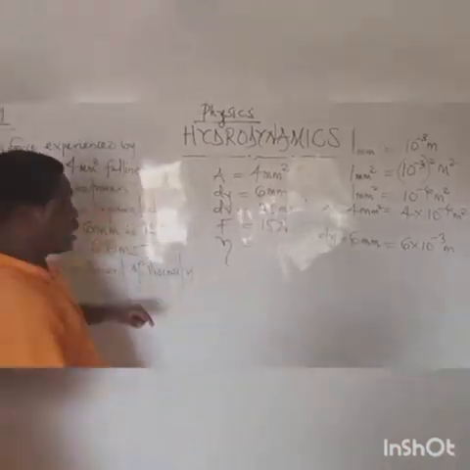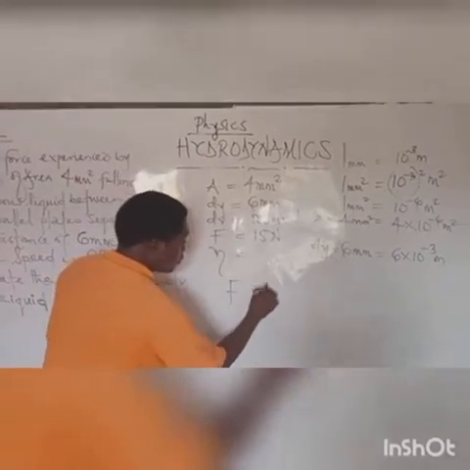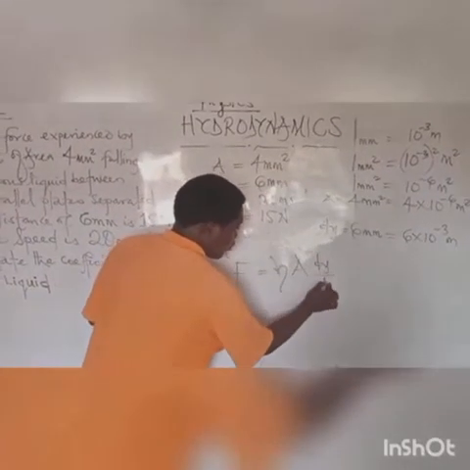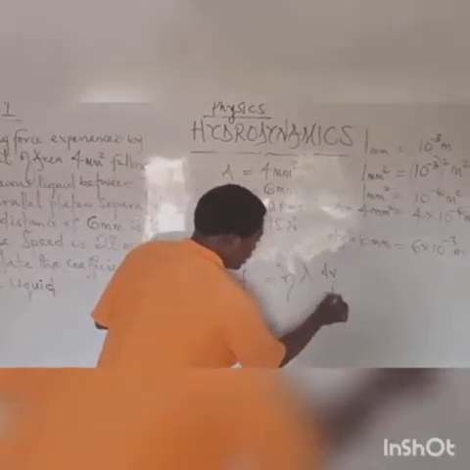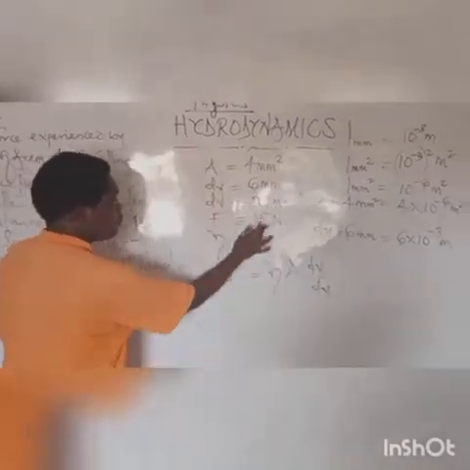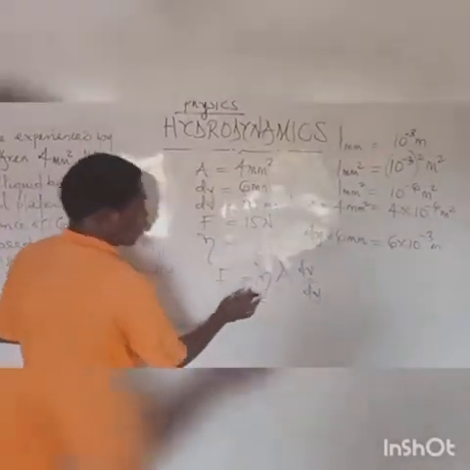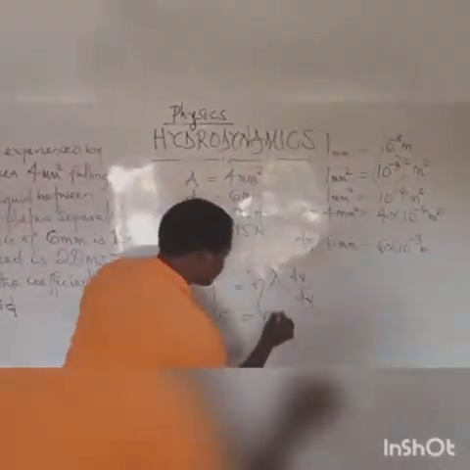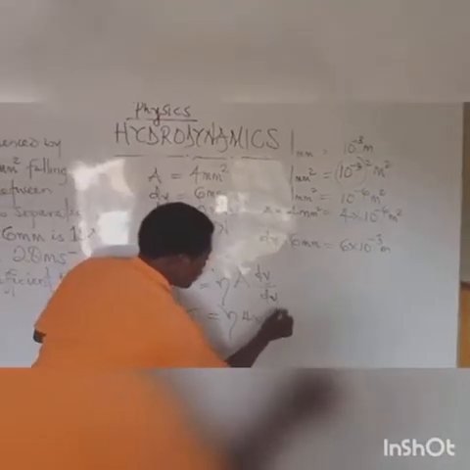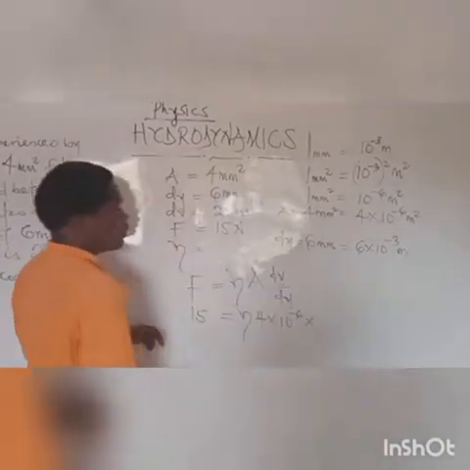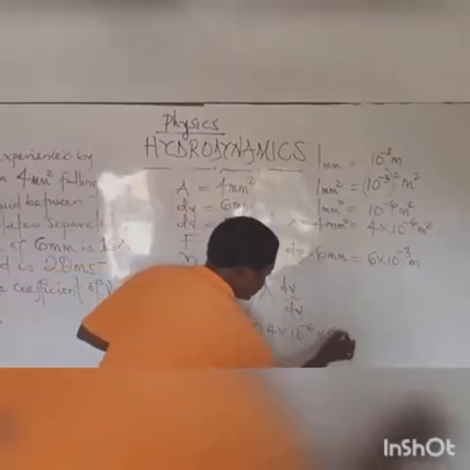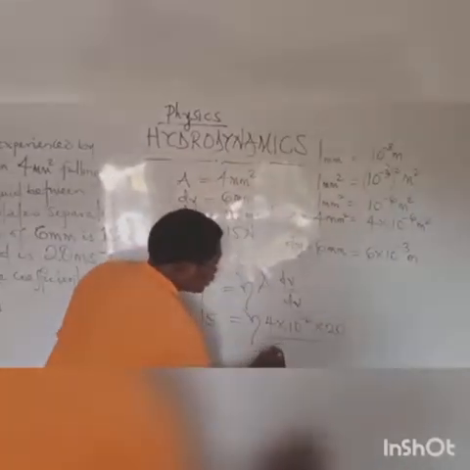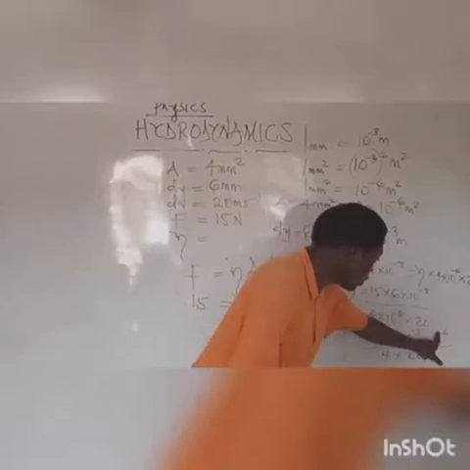Now back to the formula. F is equal to coefficient of viscosity, A dv all over dy. From there, F is 15. And that's equal to coefficient of viscosity that we are looking for, times the area that we have calculated, and that is 4 times 10 raised to power minus 6, times dv, which is 20, all over dy, which is 6 times 10 raised to power minus 3, become positive.